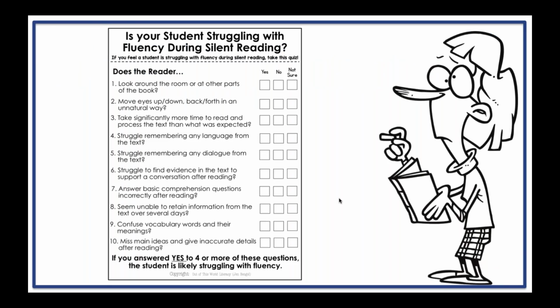Do they look around the room or at all the other parts of the book? So are they scanning through the other parts of the book that you see them reading? If that's something they're doing, they're probably struggling there. Do they move their eyes up and down or back and forth in an unnatural way? So it doesn't appear that they're actually reading. Their eyes are just going up and down the page or the opposite direction of reading. That's a sign that they're definitely struggling. So you've got to really look for that.